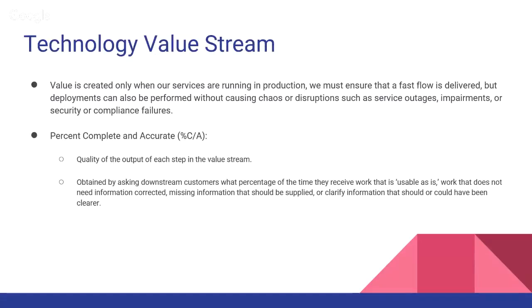And the technology value stream, defined as the process required to convert a business hypothesis into a technology-enabled service that delivers value to a customer. Also included in this is the percentage complete and accurate. That's going to be the output quality of each step in the value stream. It's obtained by asking customers downstream the percentage of time they received work that is usable as is, meaning work that does not need to be corrected, missing information that needs or should be supplied, and clarifying information that should or could have been clearer.